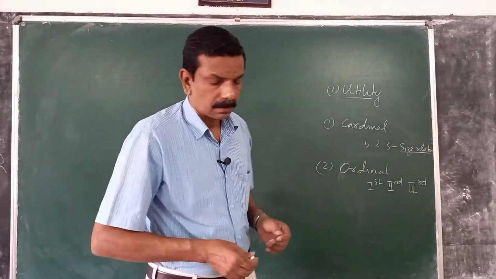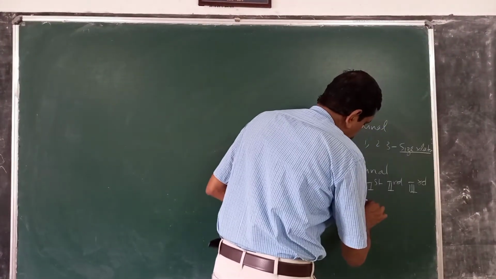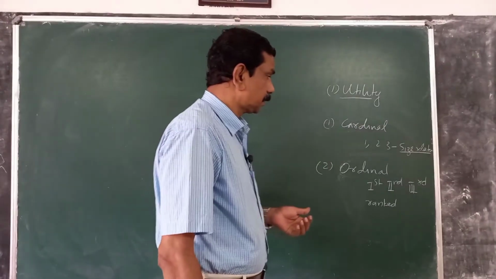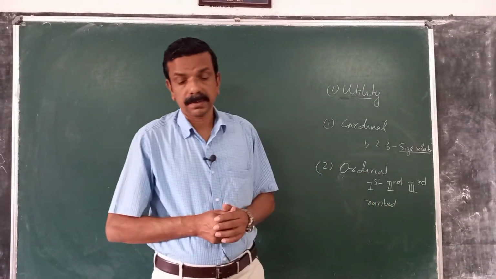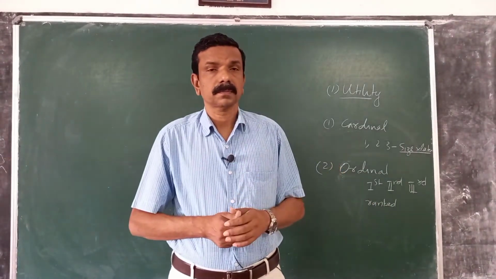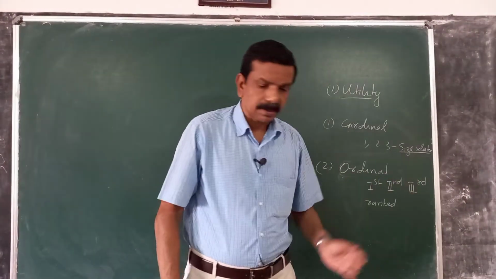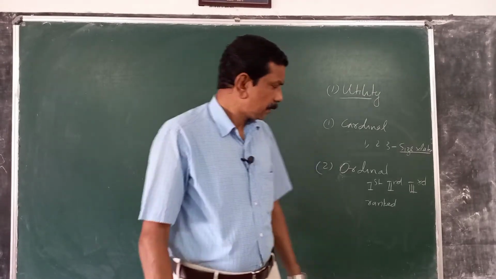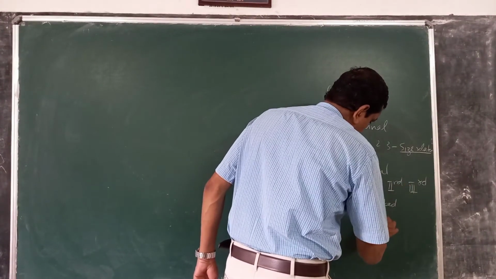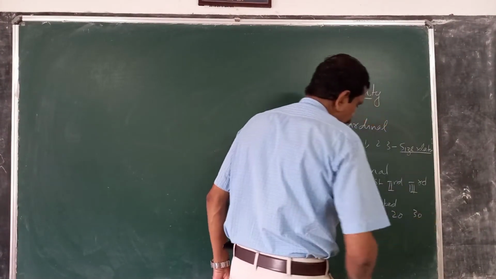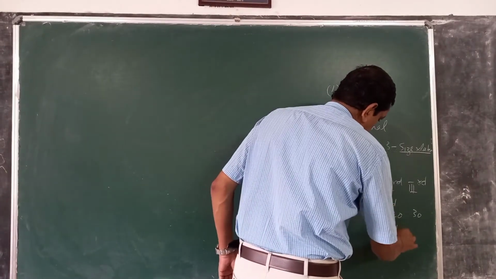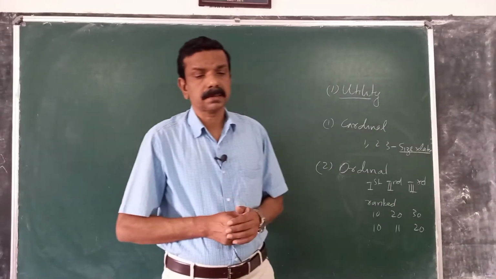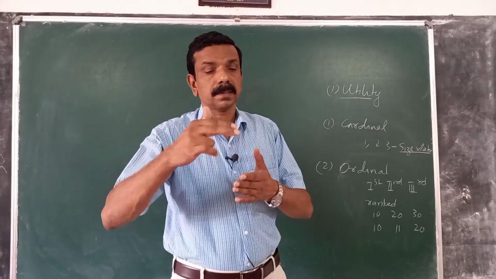Ordinal numbers, on the other hand, are ranked numbers. As such, the size relation between the numbers is not known. Ordinal numbers are first, second, third, etc. They are ranked numbers. Now, it is possible that first, second, third may be 10, 20 or 30. Or it may be that it is 10, 11 and 20. So size relation is not clear.